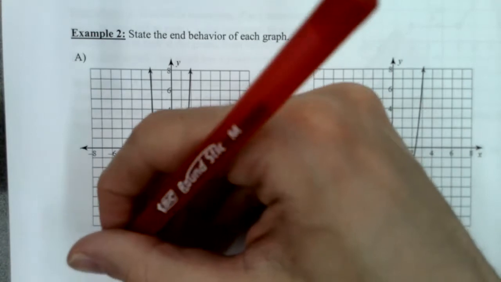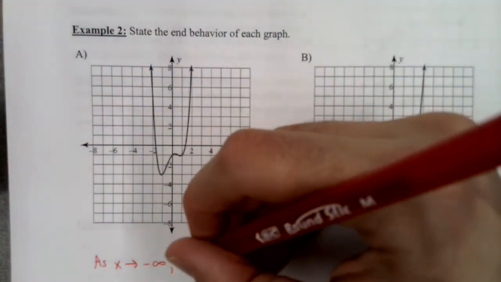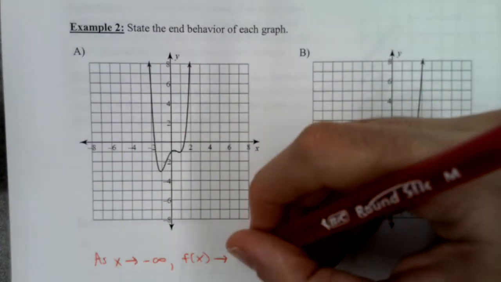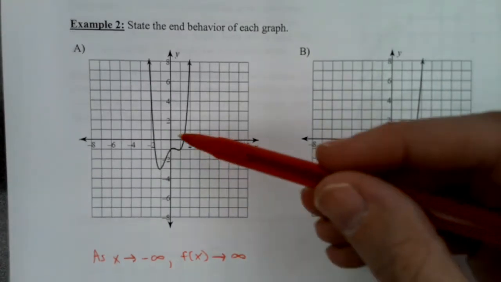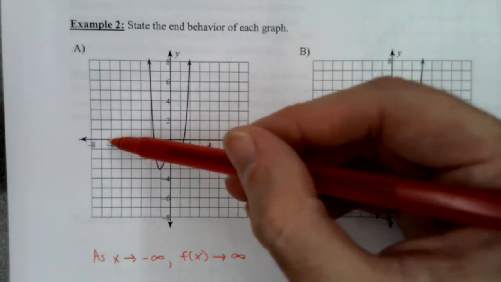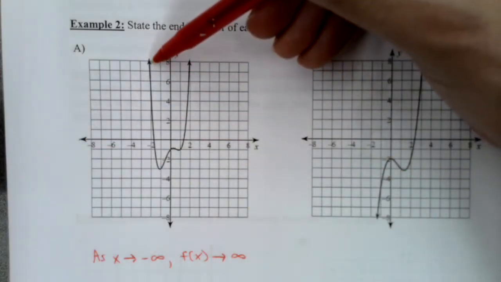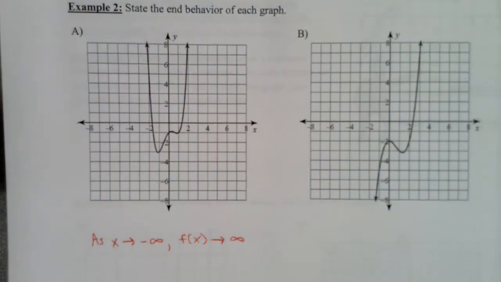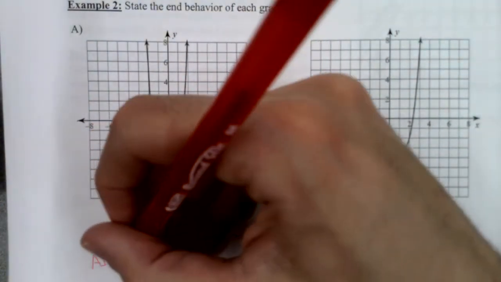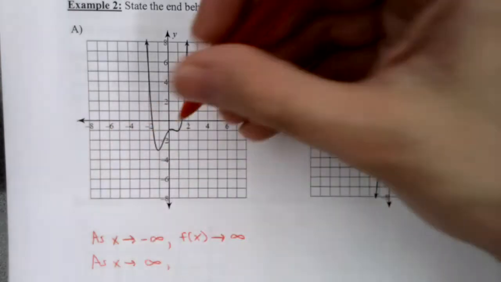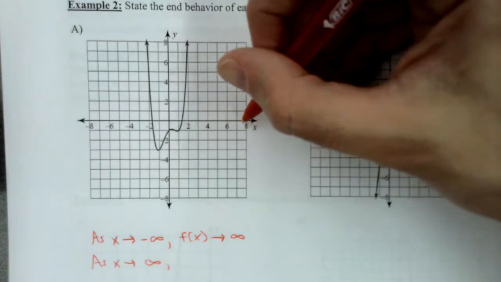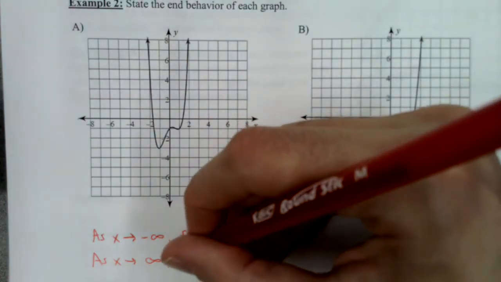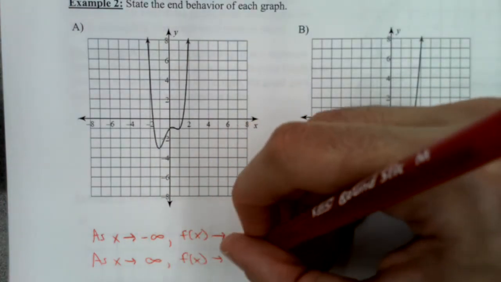So here's how I'm going to write that. I'm going to say as x approaches negative infinity, the graph, I'm going to write f of x or y, approaches positive infinity. Okay? So as x gets smaller and smaller, as x approaches negative infinity, the graph f of x or y is approaching positive infinity. And what is happening as x approaches positive infinity? So what happens as x gets bigger and bigger this way? Again, the graph is going to be going up. So the graph f of x is going to be approaching positive infinity.